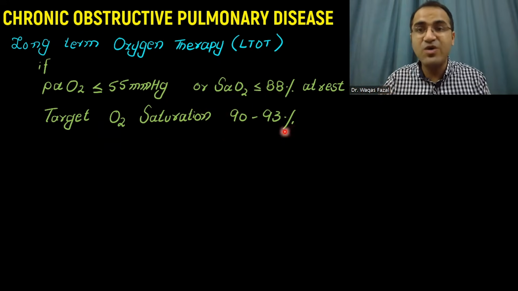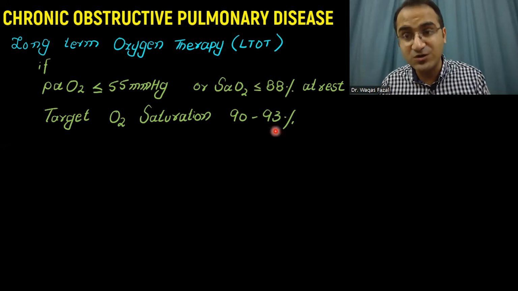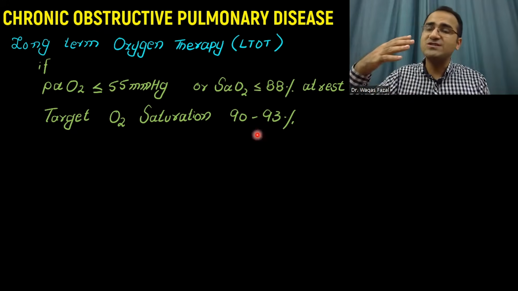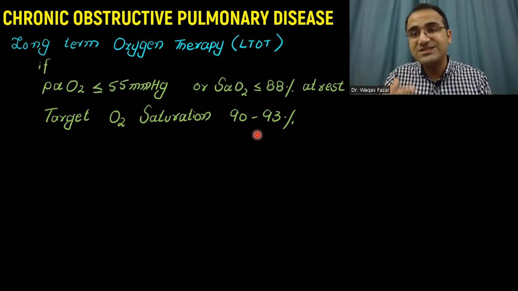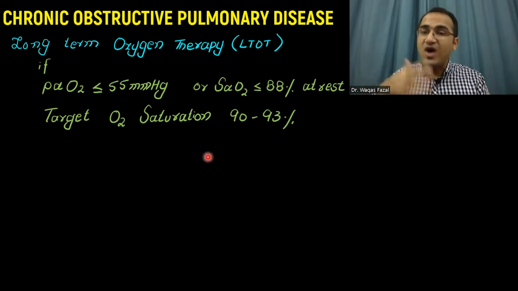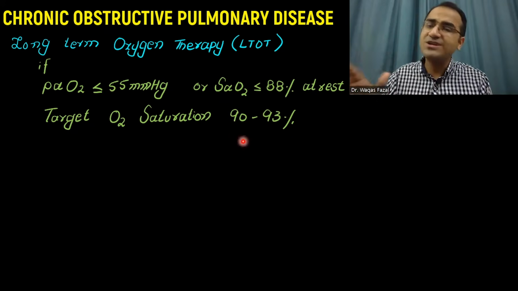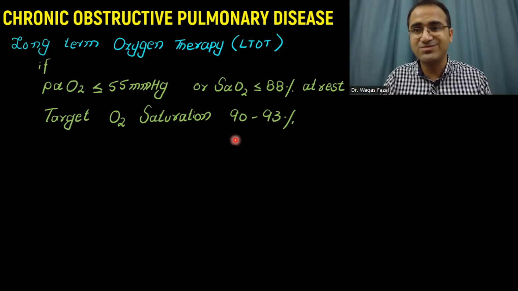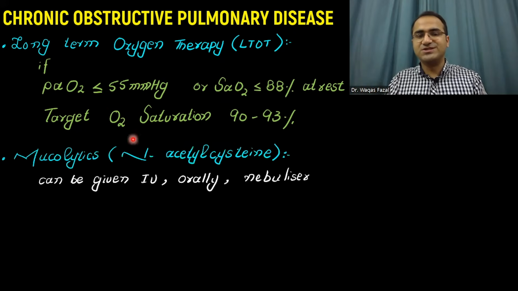Remember, never give 100% oxygen to a COPD patient. If you give 100% oxygen to a COPD patient, it will cause depression of the respiratory drive, and they will develop excessive CO2 retention. Now, how does this happen? Why do you not give 100% oxygen in COPD patients? I have talked about it in detail in my video on COPD exacerbation treatment. And remember, oxygen therapy improves mortality in COPD patients.